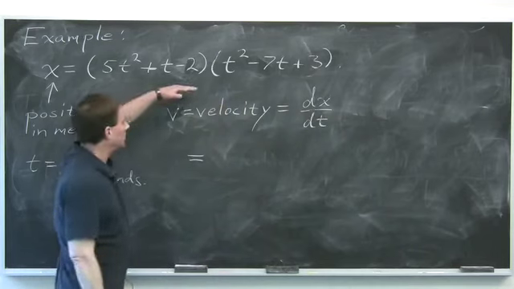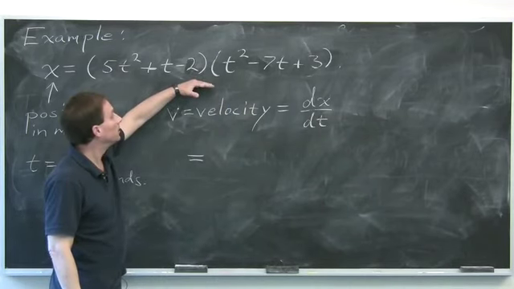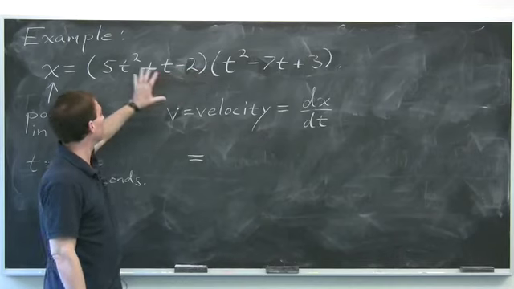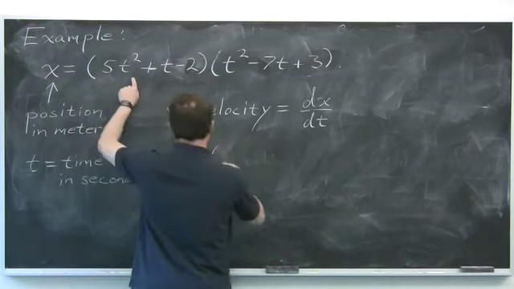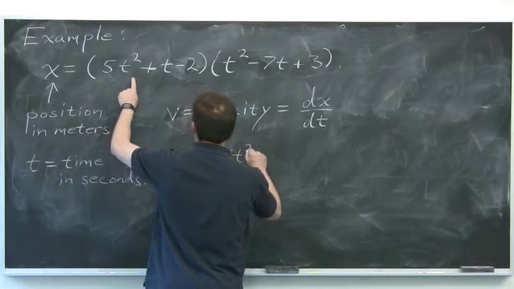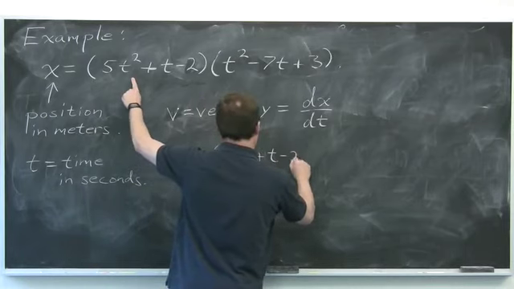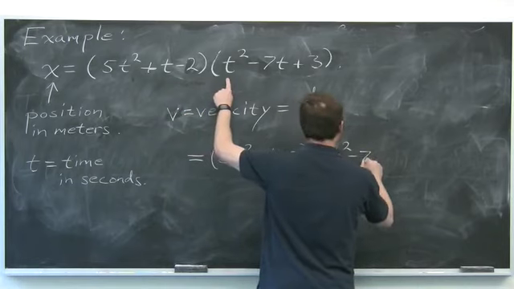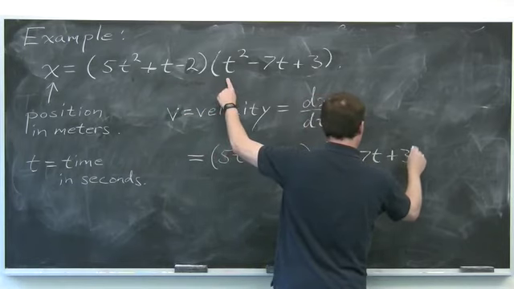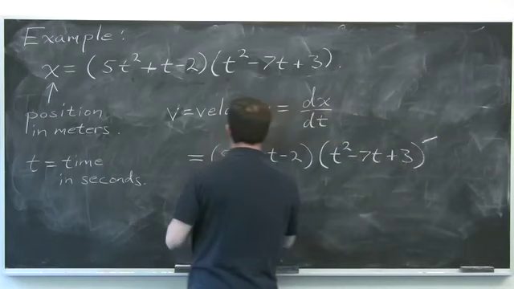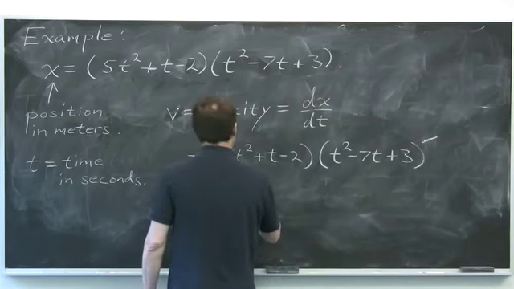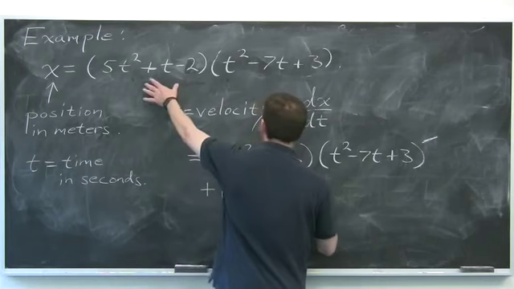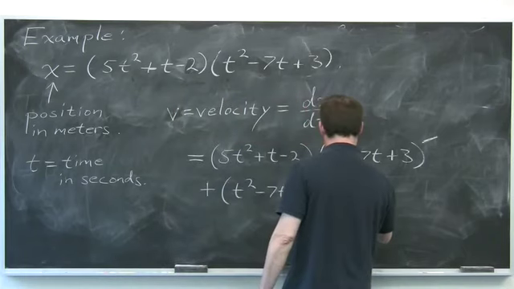So it's the derivative of this product. To calculate the derivative of this product, you use the product rule. It is the first thing times the derivative of the second. I'll just write the derivative of the second thing, but I won't calculate it yet. First thing times the derivative of the second, plus the second thing, t squared minus 7t plus 3, times the derivative of the first thing.